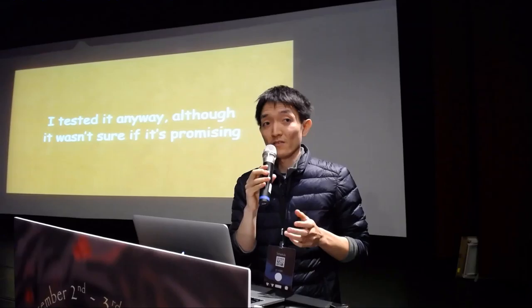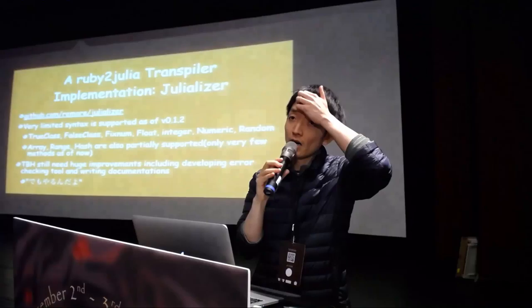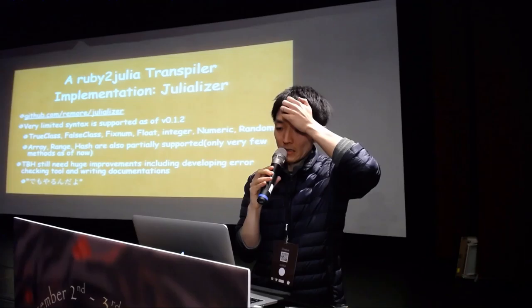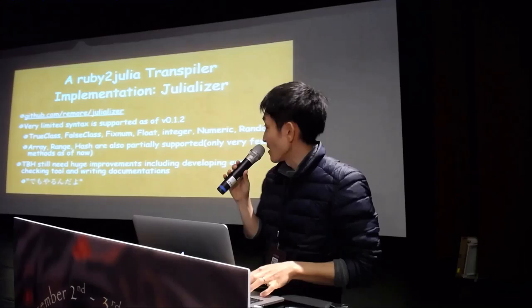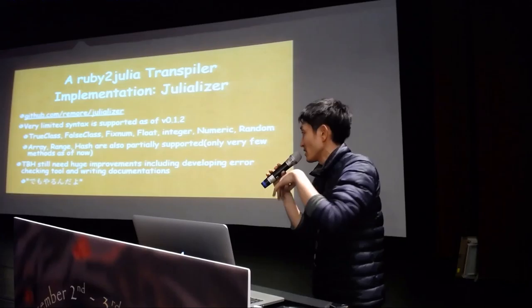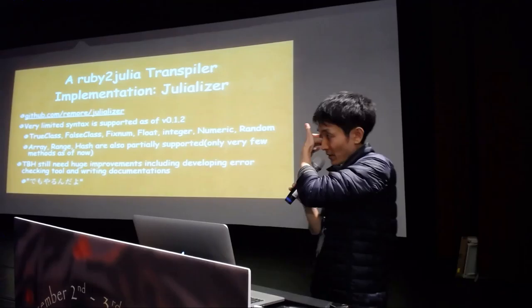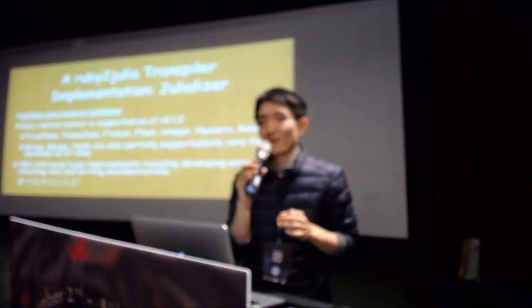But anyway, this is the result of what I've tested. I have created the Julia Ruby gem, which is a program converter from Ruby to Julia. Only limited syntax is supported. For example, some very limited for, while, and if statements, numeric and random. Also array, range, and hash are very limitedly supported, but not perfect. So to be honest, it's still under development, but some programs can be converted.